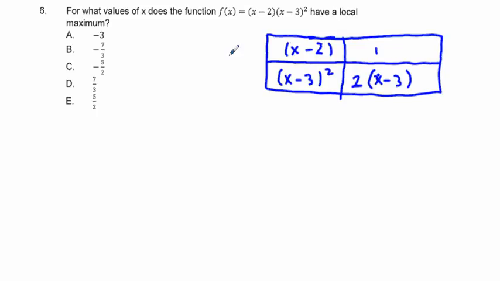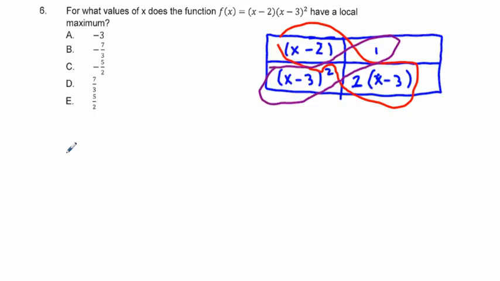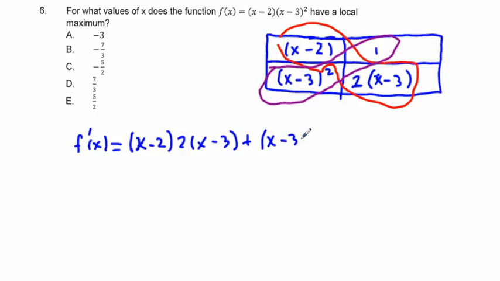And so, like we did the last one, we have the product of these two things, diagonal, plus the product of these two things. So what that's going to be is f prime of x is equal to quantity x minus 2 times 2 quantity x minus 3 plus we have 1 times quantity x minus 3 squared.